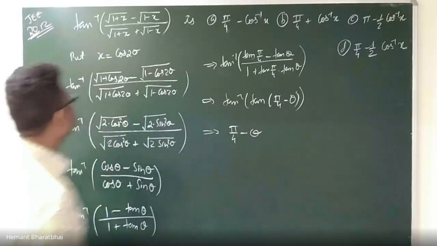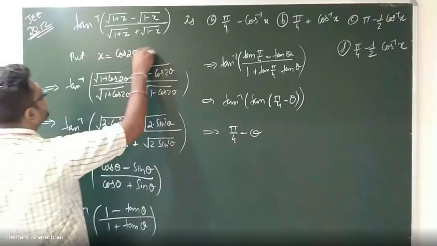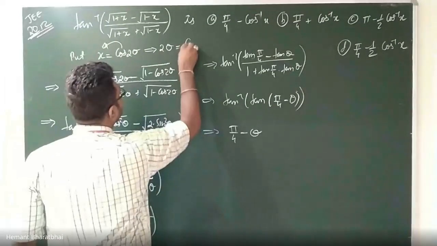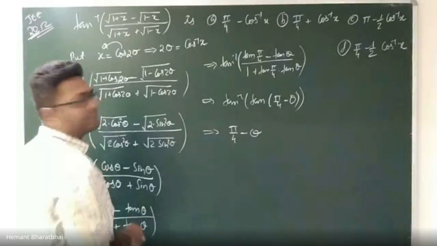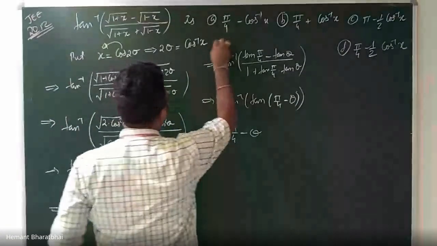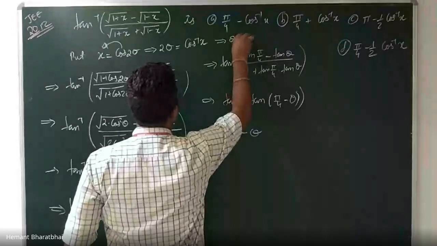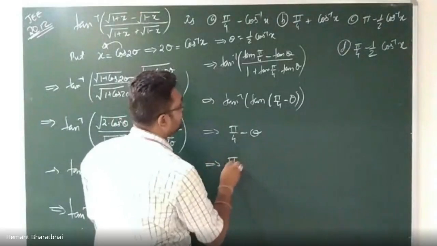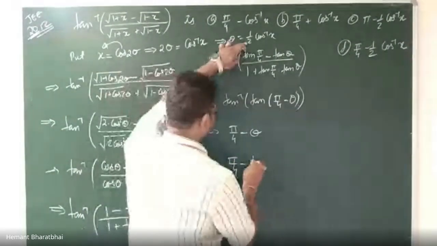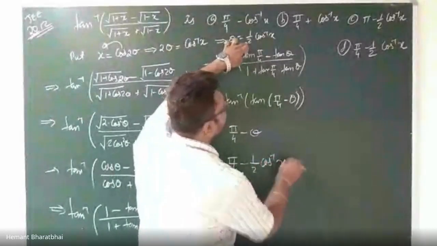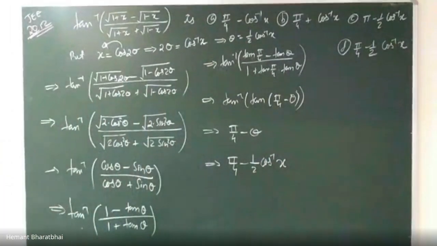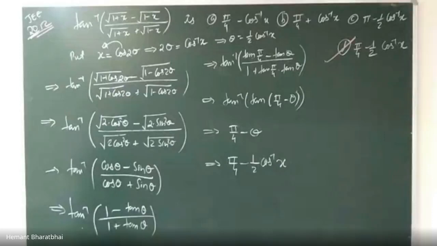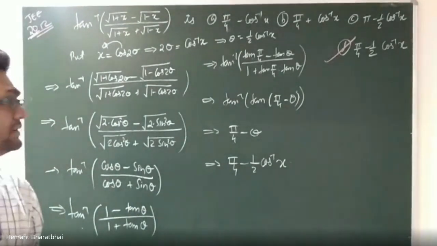So now I will resubstitute the value of theta. From here, I will get 2 theta is equal to, if cos goes over there, it will become cos inverse of x. I need the value of theta, so theta is equal to 1 by 2 cos inverse of x. So I'll put the value of theta over here. I'll get pi by 4 minus 1 by 2 cos inverse of x. So our answer is option number D.